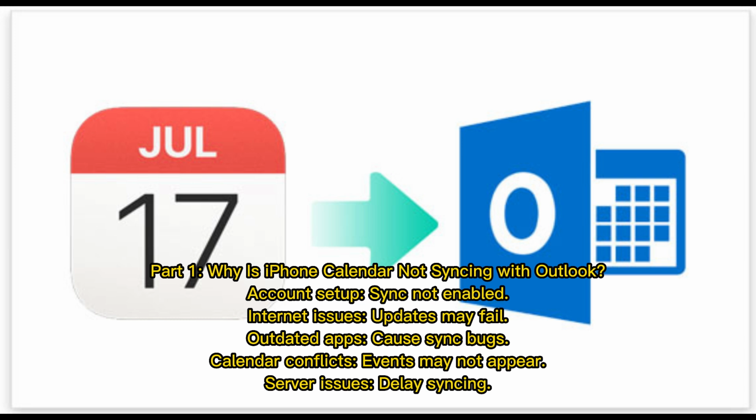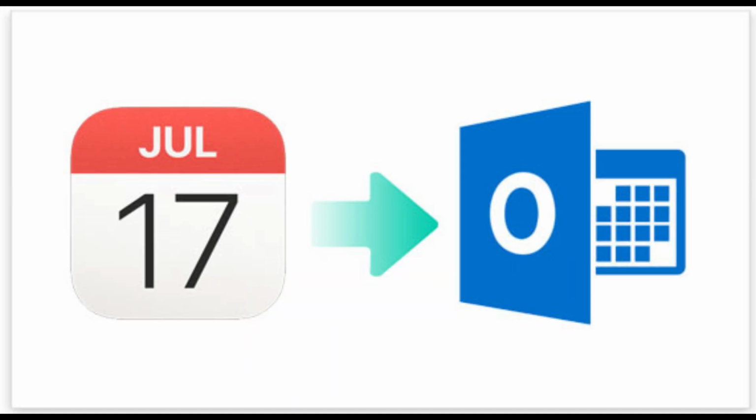Account setup. Sync not enabled. Internet issues. Updates may fail. Outdated apps cause sync bugs. Calendar conflicts. Events may not appear. Server issues. Delay syncing.